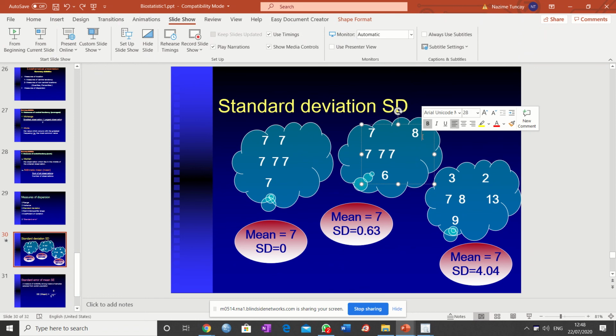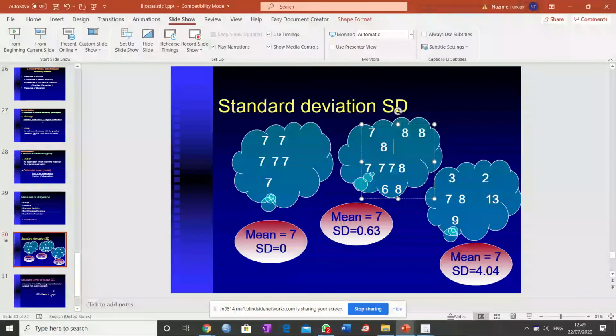Let us say we have more 8s here. Let us make it like that, so now one more 8 and one more 8. Let us count: 1, 2, 3, 4, 5, 6, 7. The number of 8s here is 7, and the number of 7s here is 4. So here the mode is 8, not 7. Why? Because 8 is repeated more.